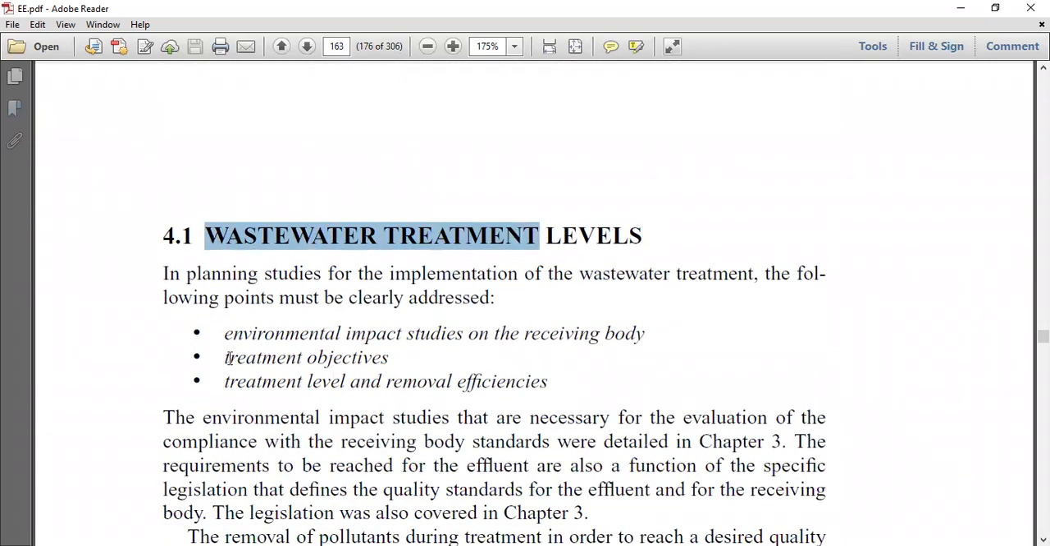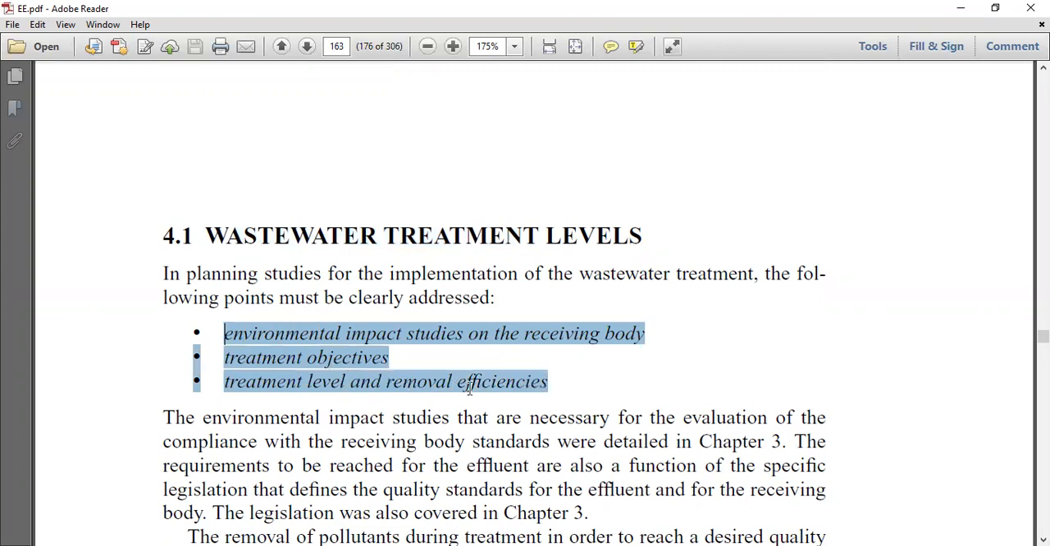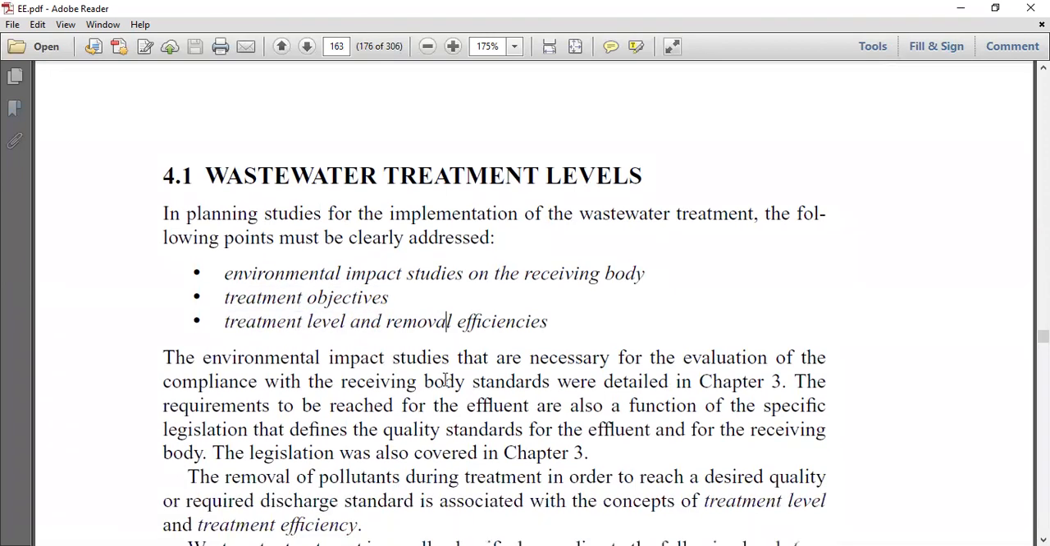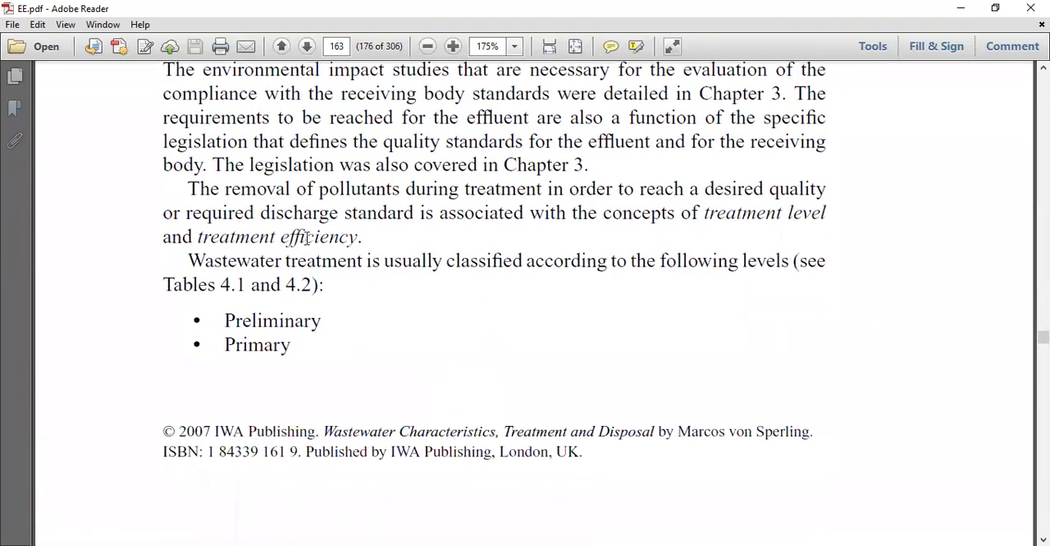Wastewater treatment level. So there are three different types of wastewater treatment. The first is the environmental impact study of the receiving body, the treatment objective, the treatment level, and the removal efficiency. Wastewater treatment is usually classified according to the following list: preliminary and primary.